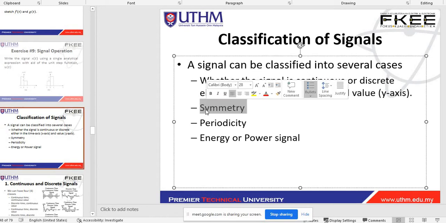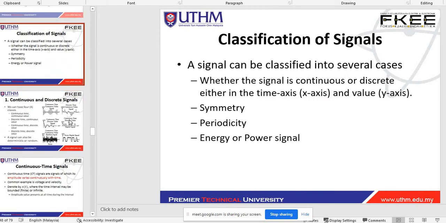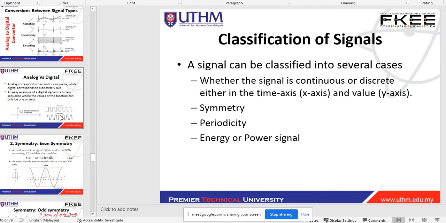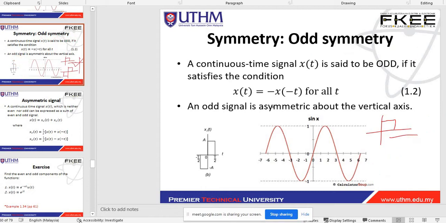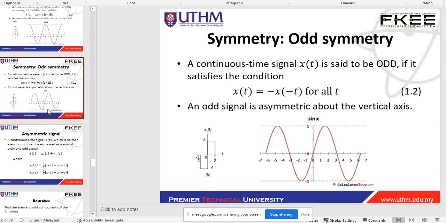Before I go to the second part, the symmetry, if you have not understood this one, you can ask me. Okay, any question? If no question, I shall continue.